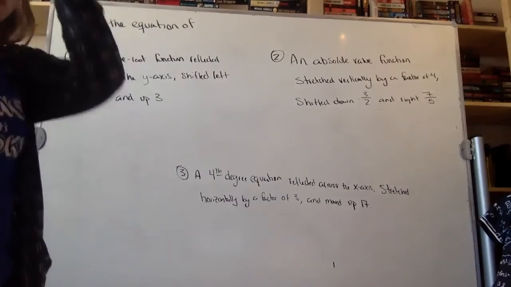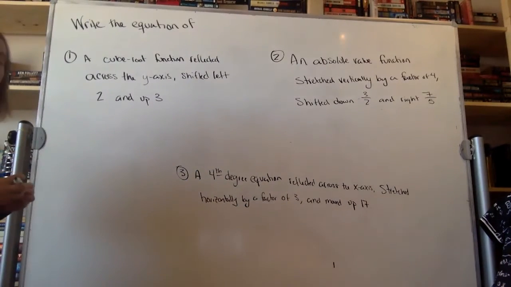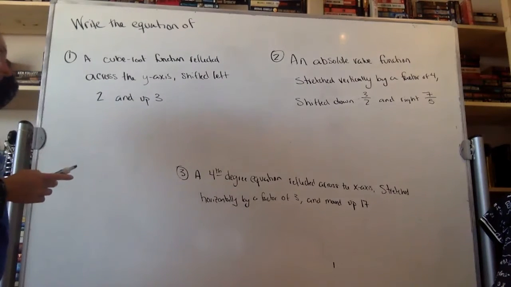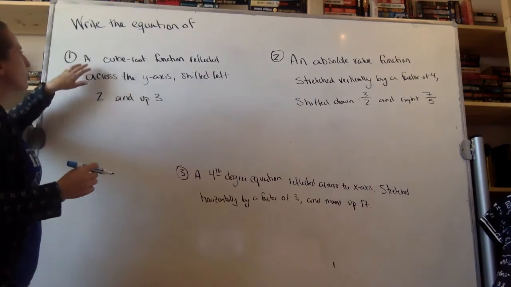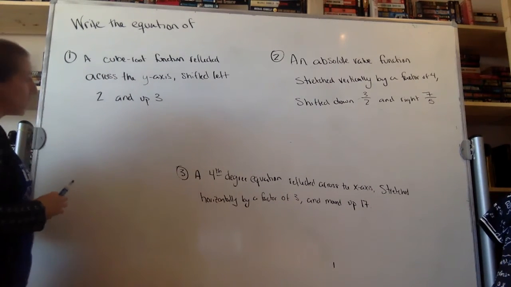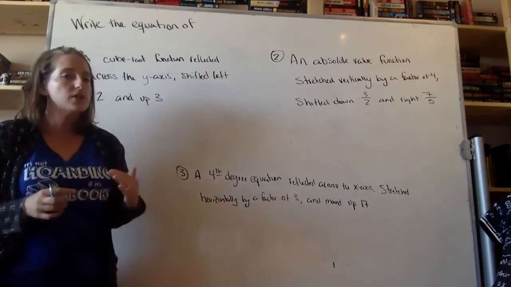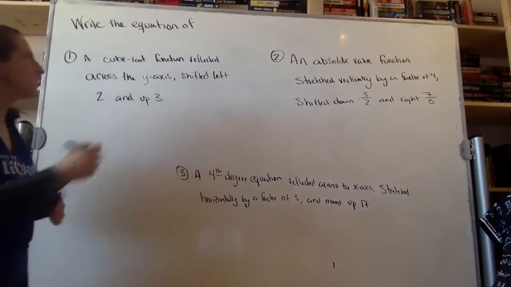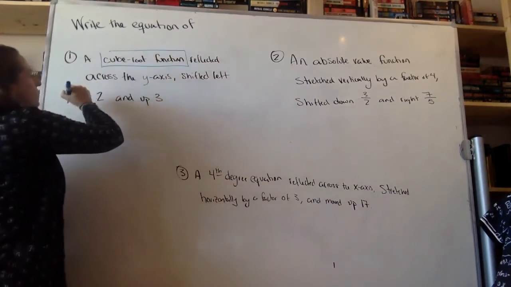All right, so we sketched functions based on their equation. Now I want to try and write equations based on a description of the transformations, okay? So 3 different examples. So first we want to write the equation of a cube root function reflected across the y-axis, shifted left 2 and up 3. Now the first thing we need to do is think about what type of function we are starting with. Well, we're starting with a cube root function.